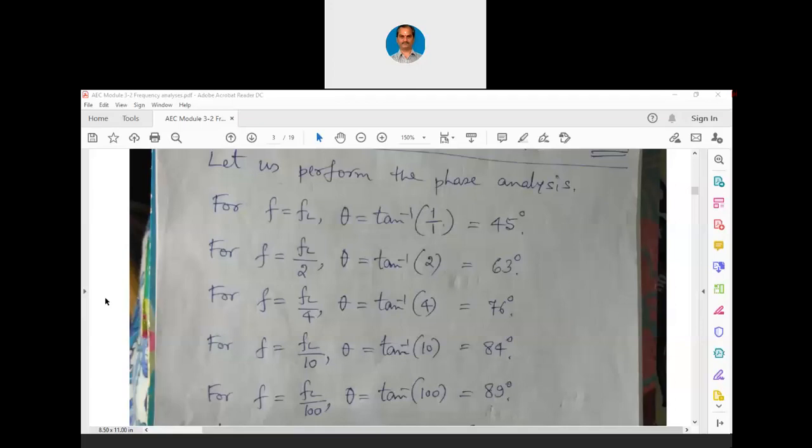Now, what do you understand by this particular calculation? When f equals fL, we are getting theta equals 45 degrees, which means this is a leading curve. The signal is leading by 45 degrees, right? Because we are getting positive values of angles. For gain, we got negative values, which indicated the attenuation or the reduction in gain. Whereas in case of phase, we are getting positive values, meaning the output is leading the input by these degrees.